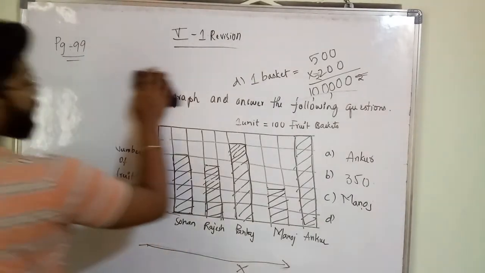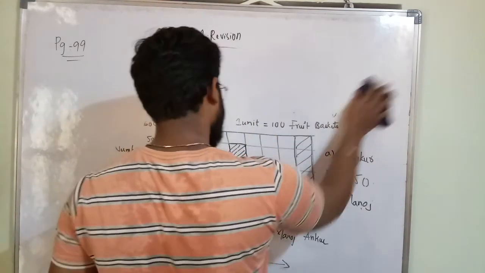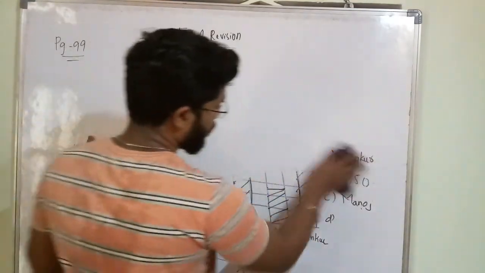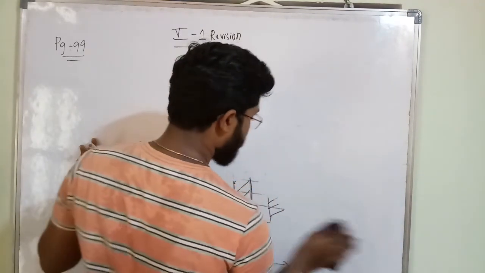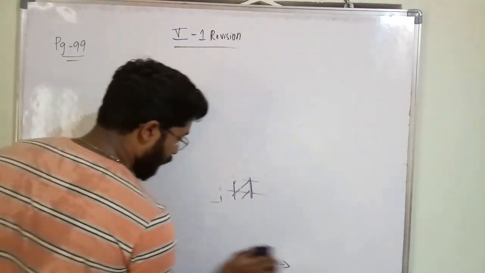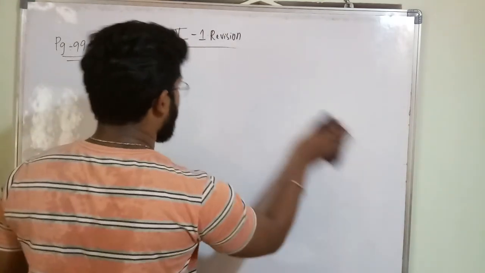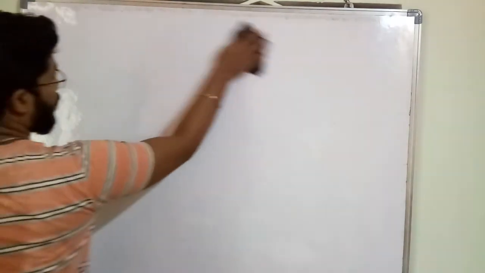So with this we have completed this chapter revision. So from next class we will start from next chapter, okay. Up to here you have to understand each and every concept, each and every question very clearly. Once again go through this chapter completely, okay. Right, thank you.